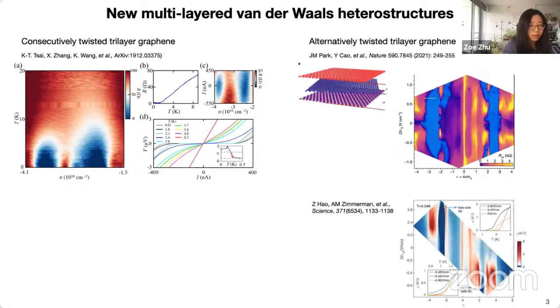And of course, there are more recent experiments by Pablo Herrero's group and Philip Kim's group on this alternatingly twisted trilayer graphene, or mirror-symmetric trilayer graphene, meaning that the first layer and the second layer are twisted in the same direction instead of the opposite direction as in the first case. And just to note that if the system is perfectly mirror-symmetric, this is not a moire of moire superlattice because everything would happen at the moire scale.